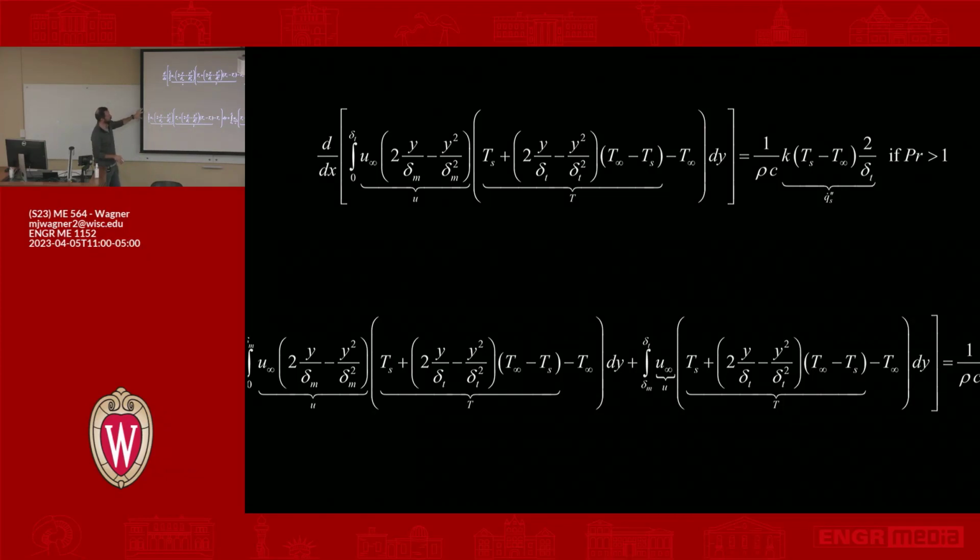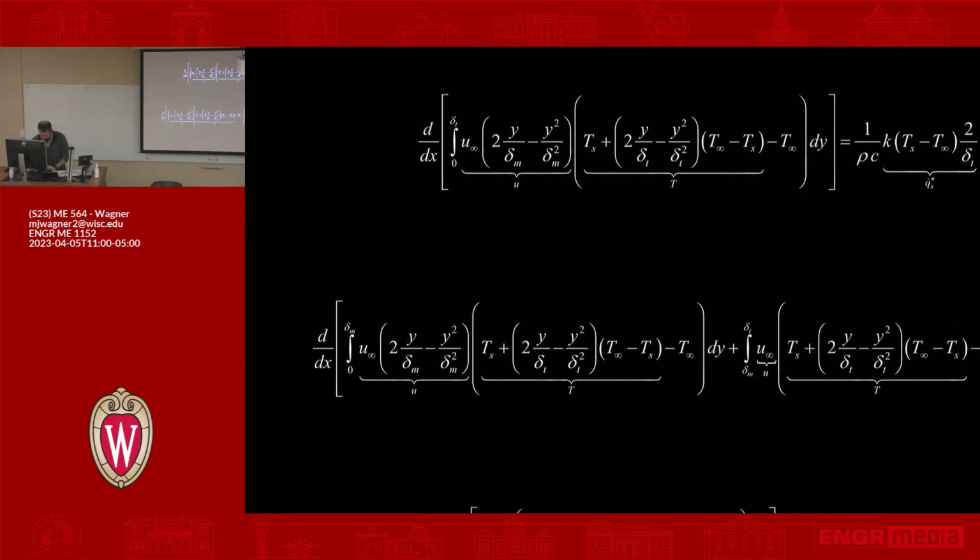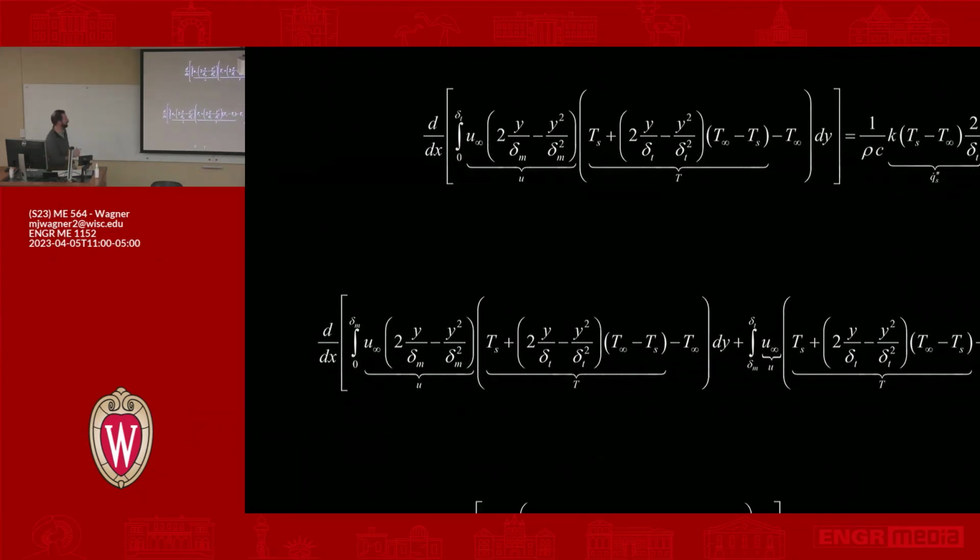If that's true, then you're always safe inside the u region and you're good. So what do you do if that's not the case? There's plenty of fluids where Prandtl is not greater than 1, like air, right? So I have to break it up into two integrals. The first integral, I'm just going to integrate from 0 to delta m. So note up here, this is 0 to delta t. So I'm breaking it up and saying 0 to delta m.